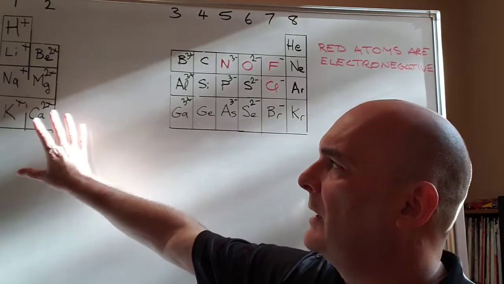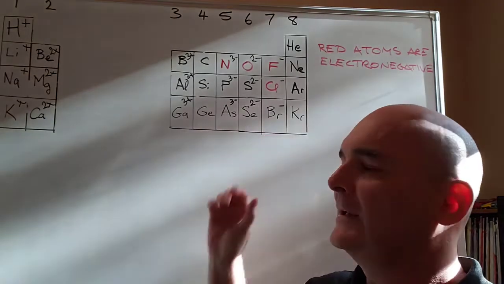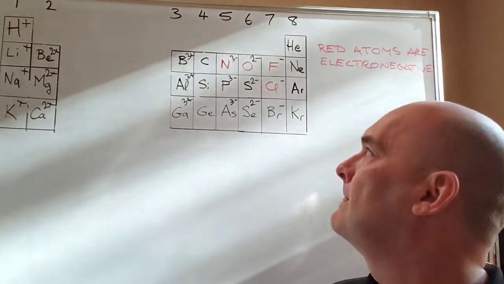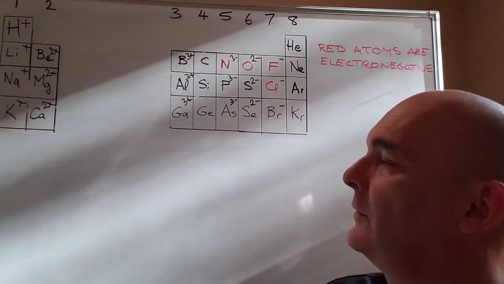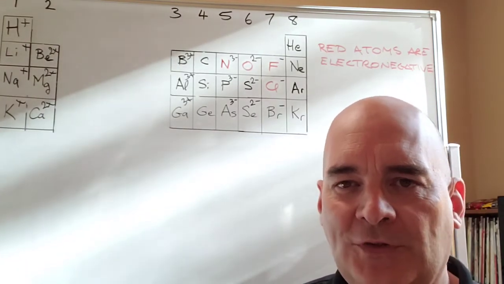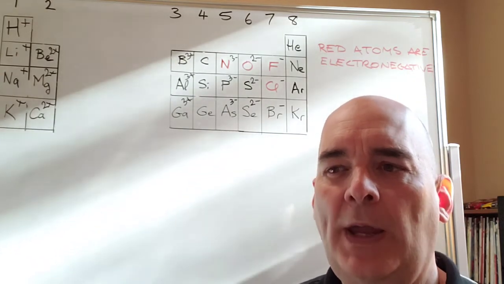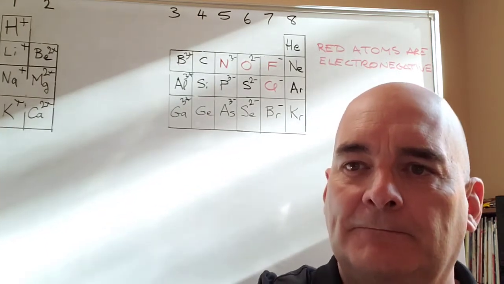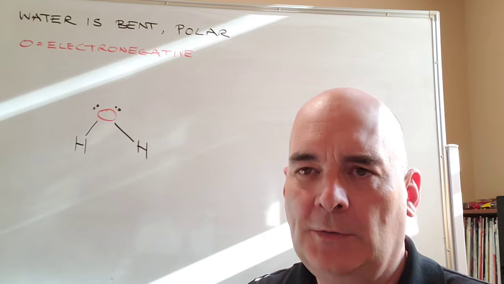Remember, the left-hand side of the periodic table gives its electrons away. The right-hand side of the periodic table pulls electrons towards itself. Those atoms, the nitrogens, oxygens, fluorines, and chlorines, these highly electronegative elements, are going to pull electrons towards themselves in a covalent bond and change the way that that molecule behaves. Let's take a closer look. Here's the most important thing to know. Water, the molecule, is polar.